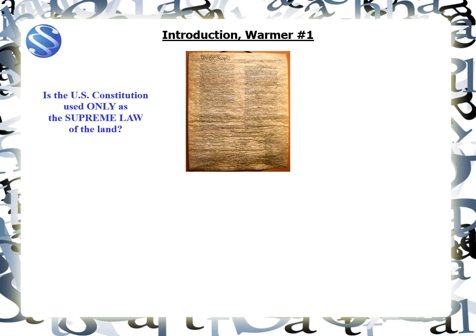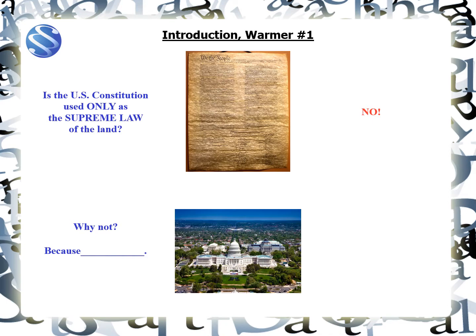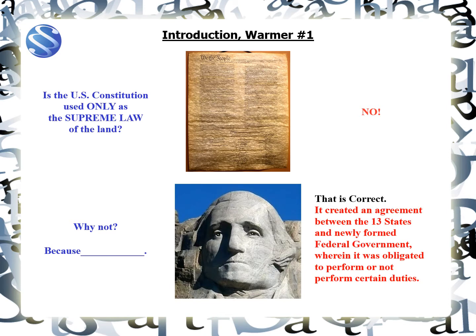Is the U.S. Constitution used only as the supreme law of the land? No. Why not? Because that is correct. It created an agreement between the 13 states and the newly formed federal government, wherein it was obligated to perform or not perform certain duties.